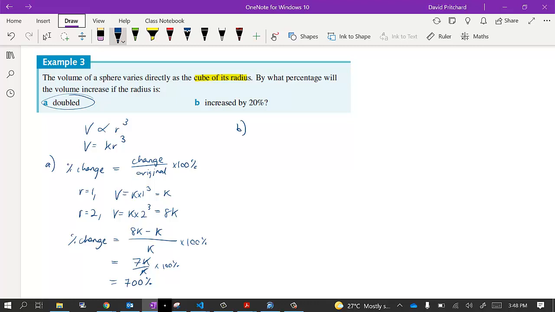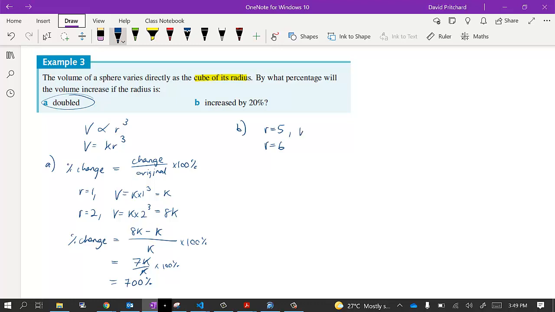Now, when we look at the second scenario, we're going to increase by 20%. So we'll do the same thing. Initially, I'll let R equal 5. And the reason for that is that 20% of 5 is 1. So that makes it nice and easy. That means that the initial will be R is 5, and the next one will be R is 6. So increase by 20%, multiply by 1.2, we get 6.